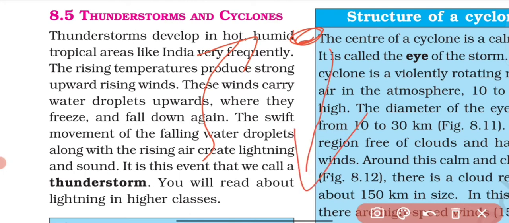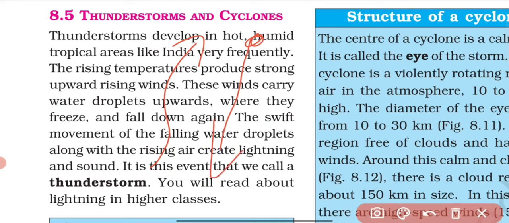So due to the rising air, and the droplets that fall down, they create friction, and due to that they create lightning and sound, and this event is known as a thunderstorm. That means whatever air is rising up and whatever water droplets are coming down, they create lightning and sound. Due to that we call this a thunderstorm.